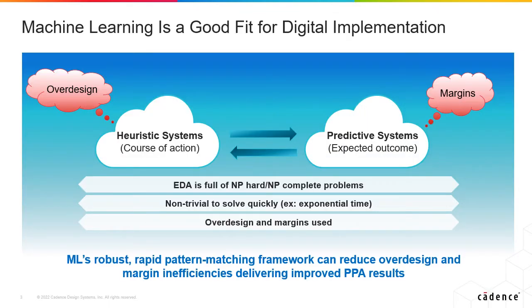So what is the role of machine learning here, and why is it useful for EDA type applications? EDA is full of NP-hard and NP-complete problems, which are not trivial to solve and can easily result in infeasible runtimes due to their exponential nature. To avoid longer runtimes, EDA tools use various techniques with different trade-offs to solve these complex NP-hard problems. For example, on the left side you have heuristic systems, which are based on experience and can be used to guide the outcome of an algorithm, and more often than not result in over-design.